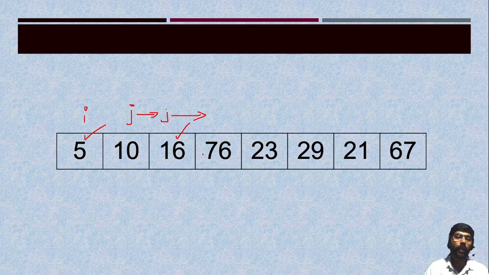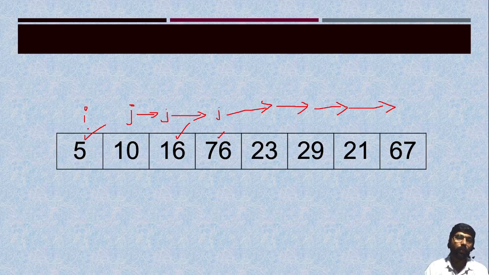j is pointing to the next one here. Then 76 is compared with 5 again. There is no match. So it goes to 23, then 29, then 21, then 67. Here no matching is found from the second element to the last element, that is the n-1 element. So this is called the first loop of the outer for loop.